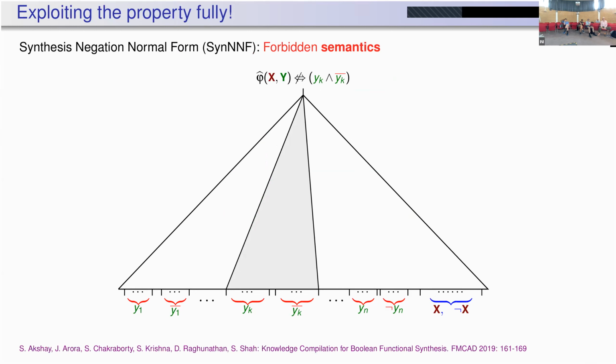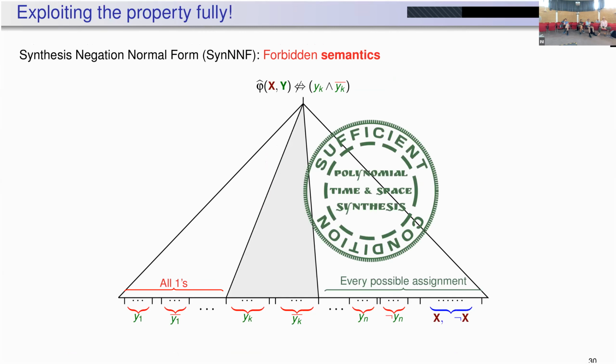And then we can generalize it even further by saying that we go beyond paths and just say that at the top of that circuit, you should not be able to realize the function Yk and Yk bar semantically, with some side conditions where all of the left things are set to ones and you're allowed to put whatever here. So this is really generalizing the syntactic condition to a semantic condition. This also turns out to be a sufficient condition.